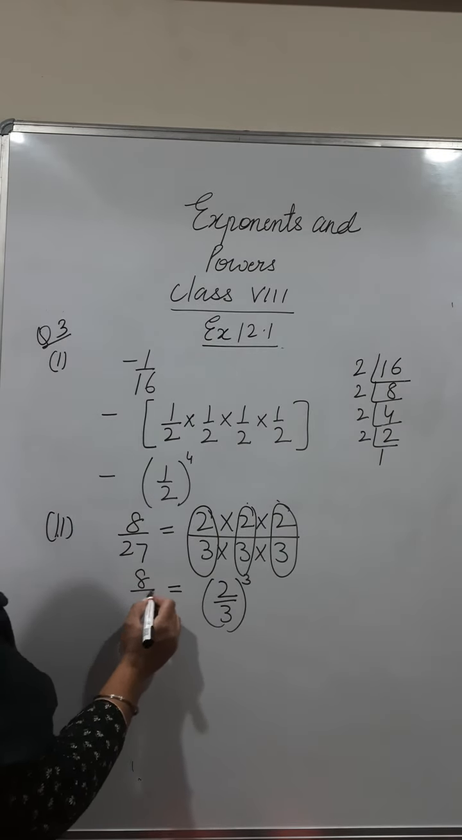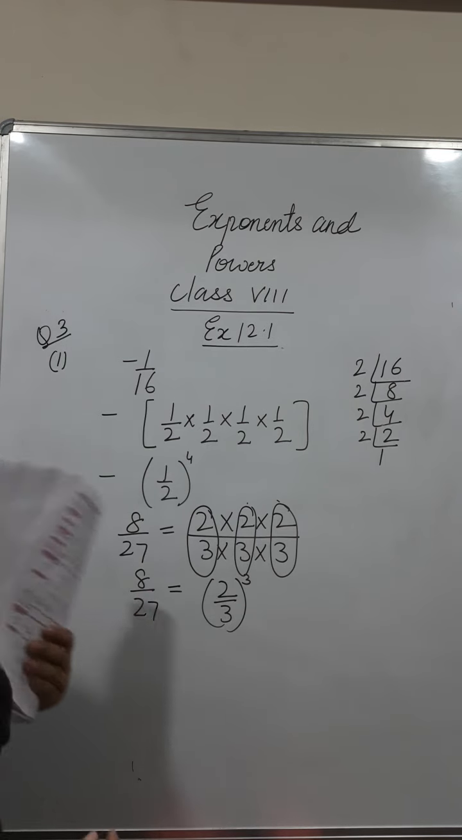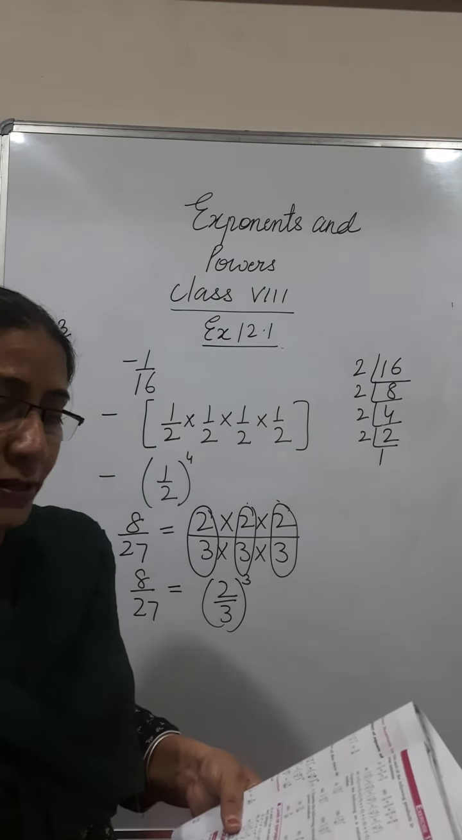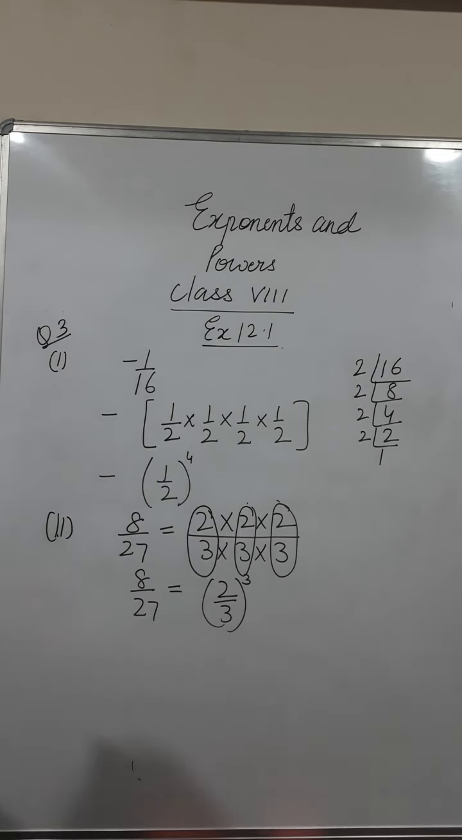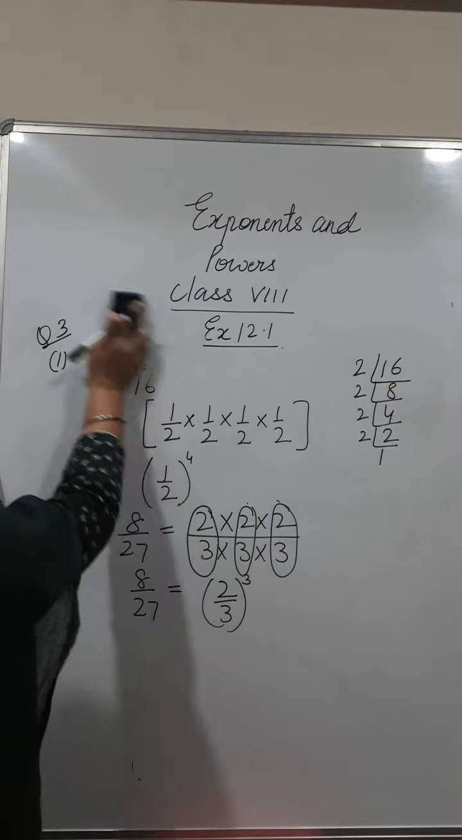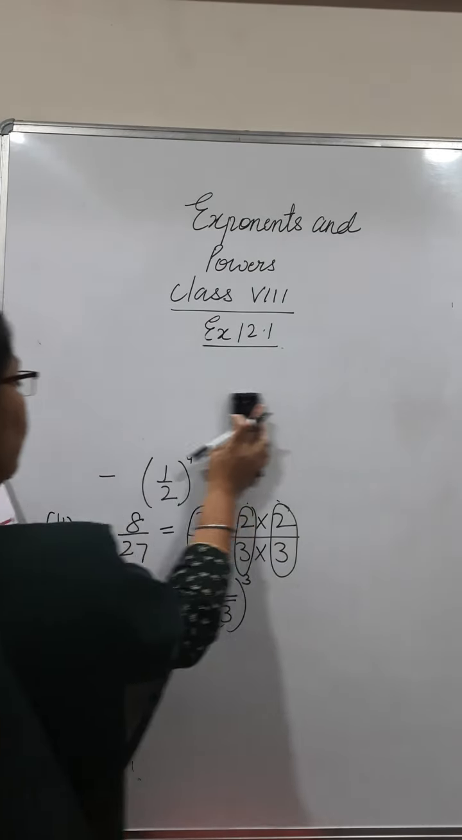So, 8 by 27 can be written as (2 by 3) power 3. Hope it is clear, and you can solve the other parts in the same way. We can take up one more part if you want. Any of the numbers, you can take it up.